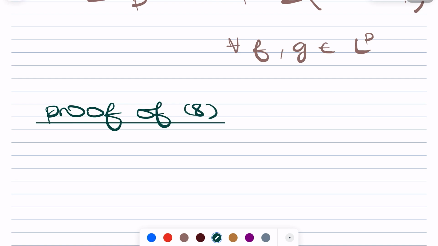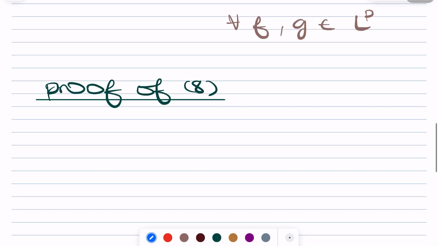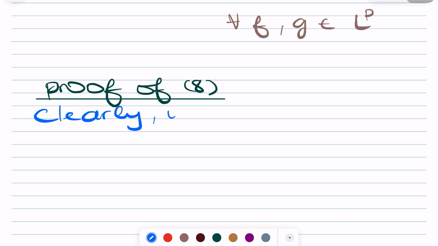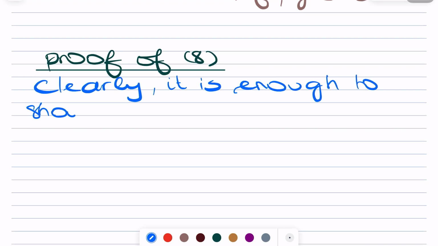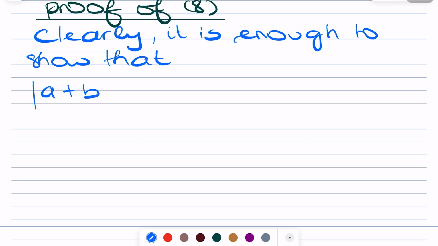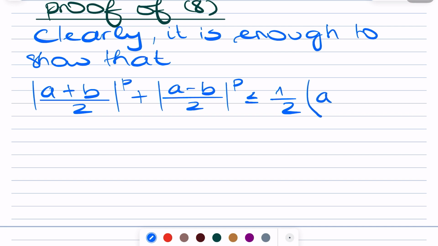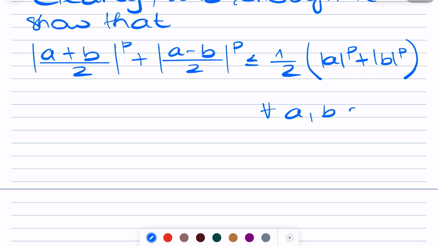So, proof of (8). Clearly it is enough to show that the absolute value of (a plus b) over 2, to the power p, plus the absolute value of (a minus b) over 2, to the power p, is less than or equal to 1 over 2 times (the absolute value of a to the power p plus the absolute value of b to the power p), and this for every a and b in R. So it's enough to show this.